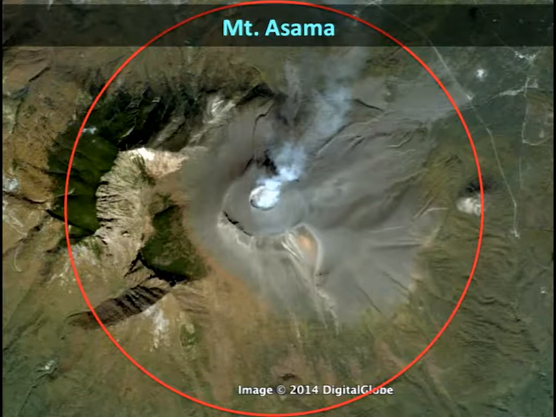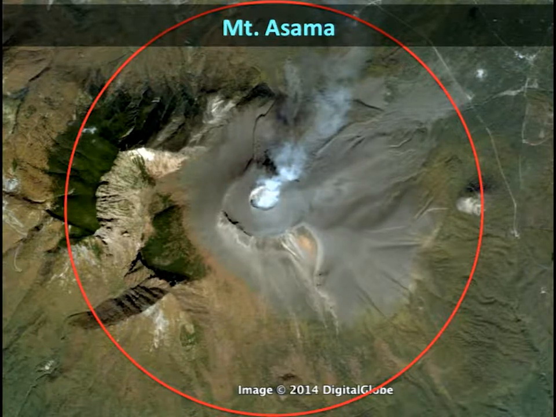In Japan, there are 110 active volcanoes, and Mount Asama is one of them. Once a volcano erupts, a restricted area is set, like this red circle. In such a situation, it is difficult to observe the circumstances of the volcano inside the area. However, the information is very important to reduce the damage caused by volcanic eruptions, such as debris flow.